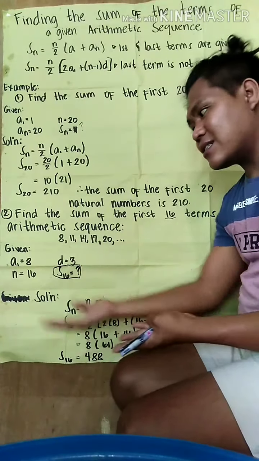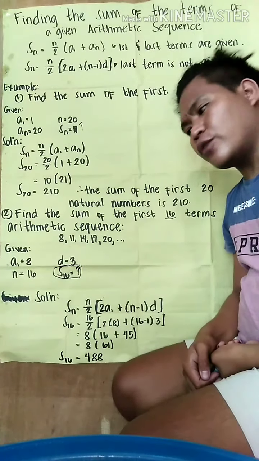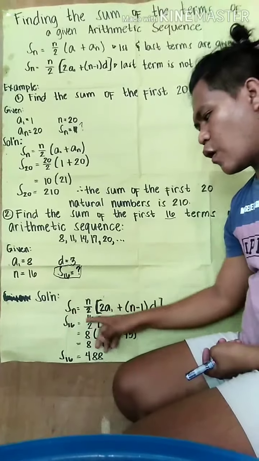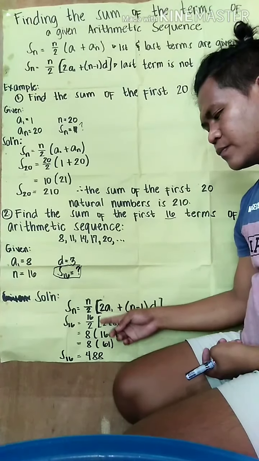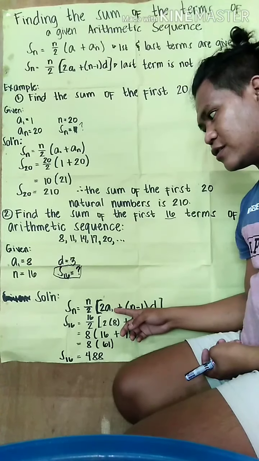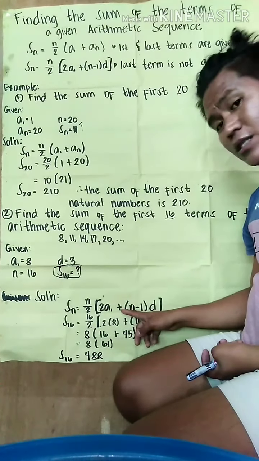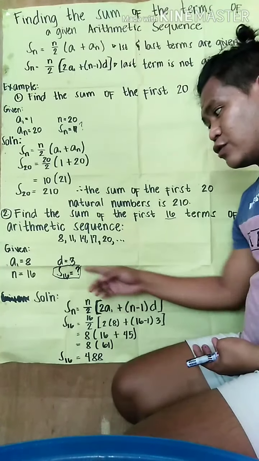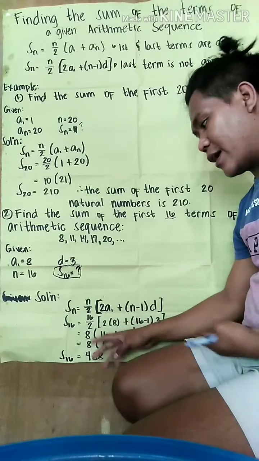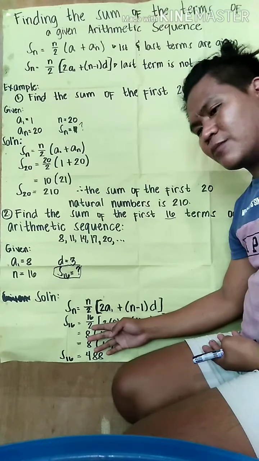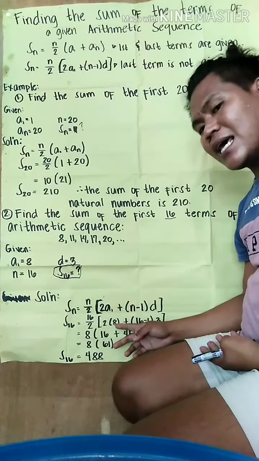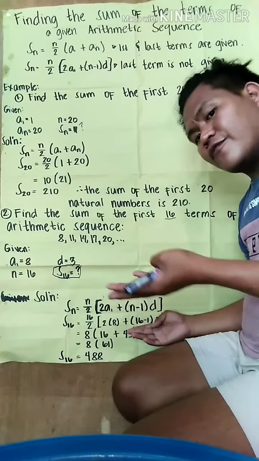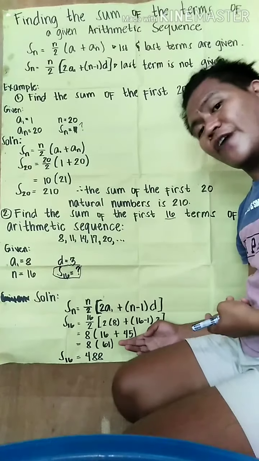And just substitute that given to our formula. So our S sub n, or S sub 16, is equal to n, which is 16, over 2 multiplied by 2 times a sub 1, which is the first term equal to 8, plus n, which is 16 again, minus 1, times the common difference, which is 3. So we have to simplify. 16 over 2, or 16 divided by 2, is equal to 8. And then 2 times 8 is equal to 16, plus 16 minus 1 is equal to 15, right? And 15 multiplied by 3 is equal to 45.